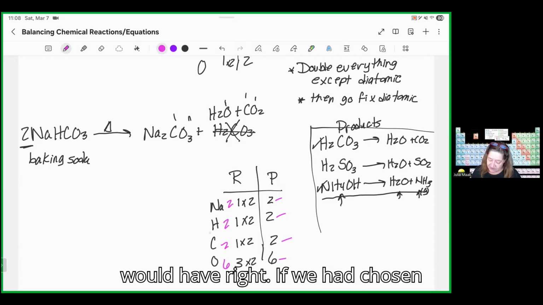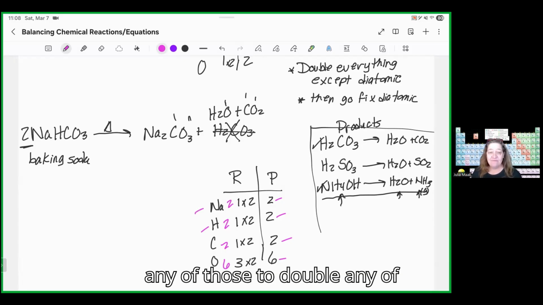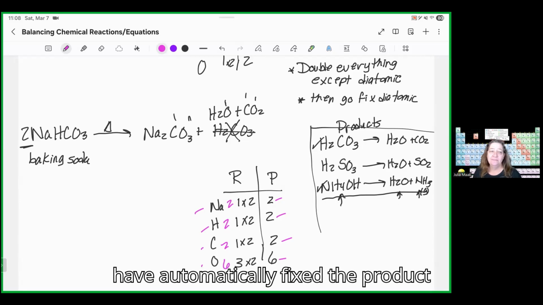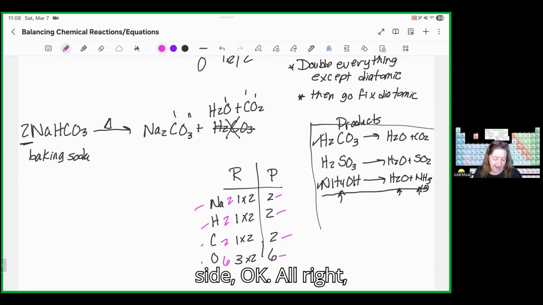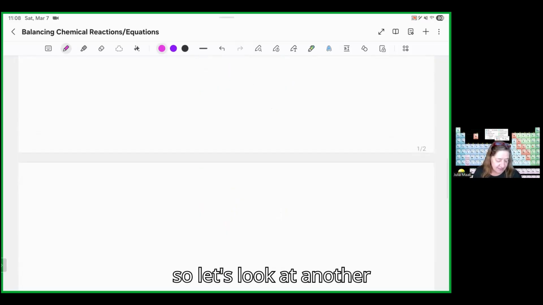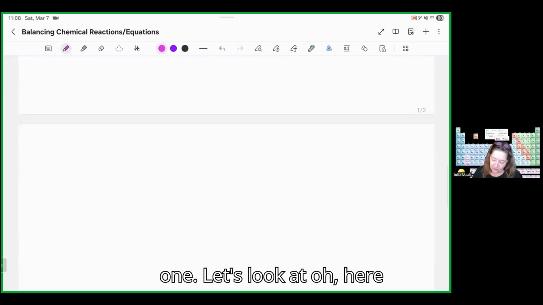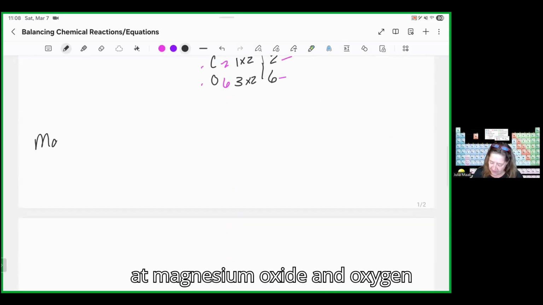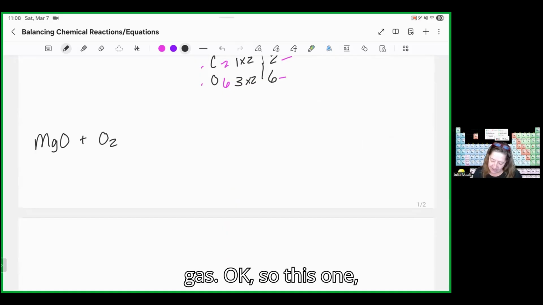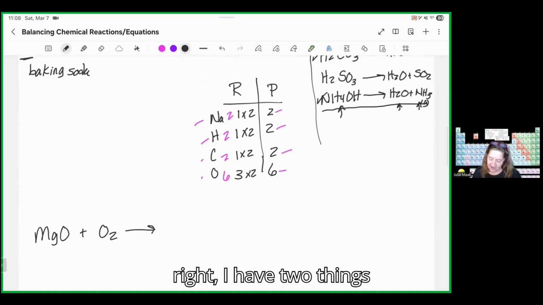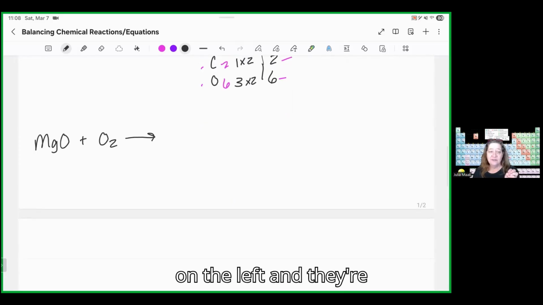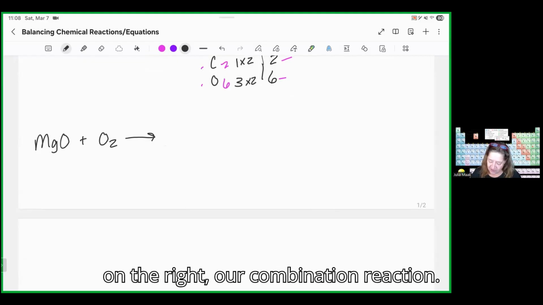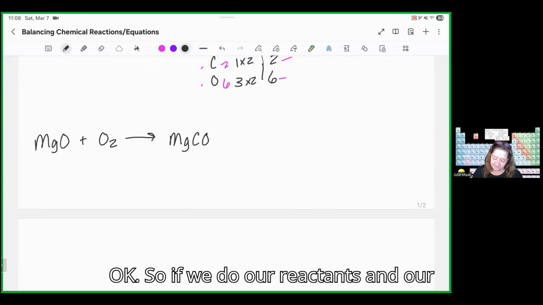If we had chosen any of those to double on the reactant side, it would have automatically fixed the product side. Okay? All right, so let's look at another one. Let's look at magnesium oxide and oxygen gas, okay? So this one, I have 2 things on the left, and they're going to combine to make 1 thing on the right, our combination reaction, okay?